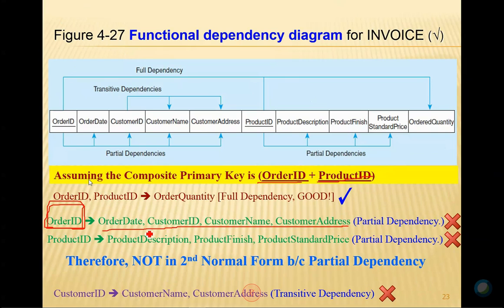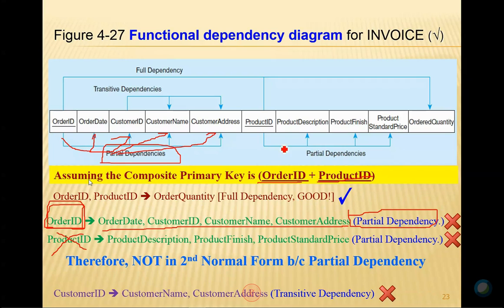But I don't need product ID. I only need order ID. I can know the date, customer ID, name, and address. So like this one, I need order ID to determine customer ID, customer name, and then customer address. And in this case, it's called partial dependency because I only need part of the composite primary key.